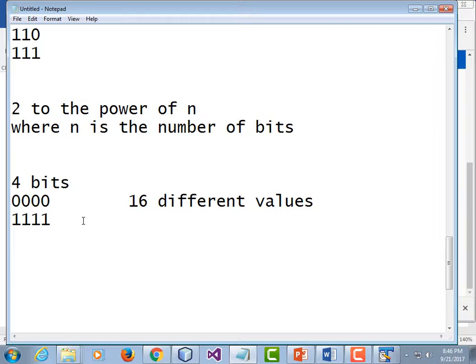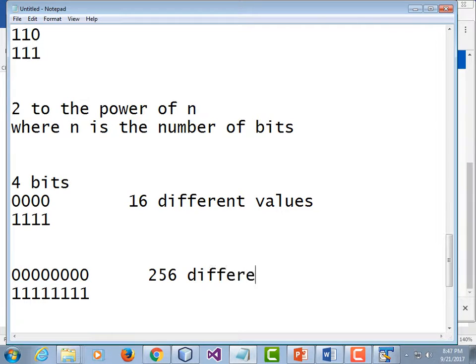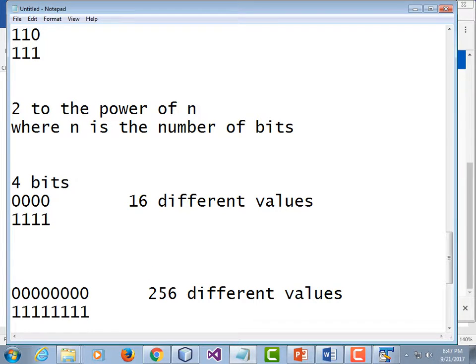If you have 8 bits, 00000000 all the way to all ones, you have 256 different values. So you think maybe you had a Nintendo when you were a kid. The Game Boys, I guess, were black and white, but maybe they had shades of gray too. But you had your Nintendo with the original Mario on it.